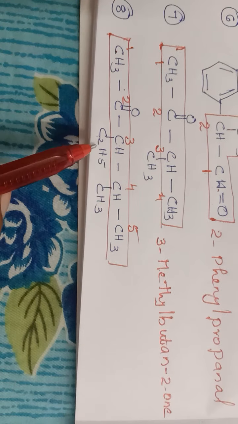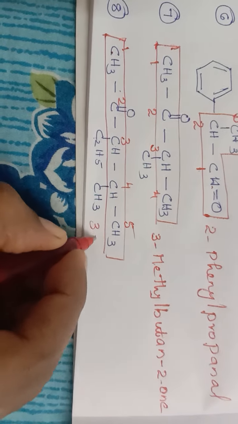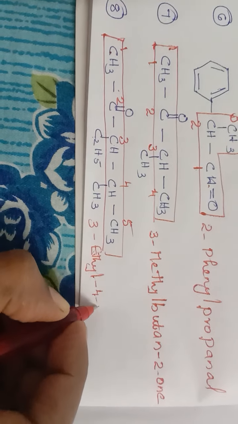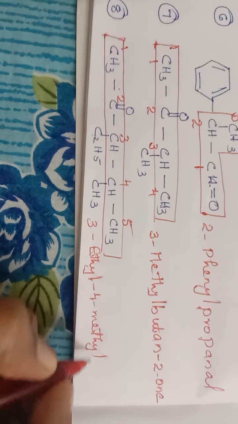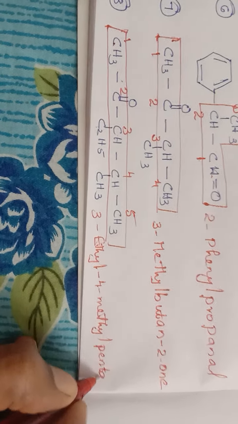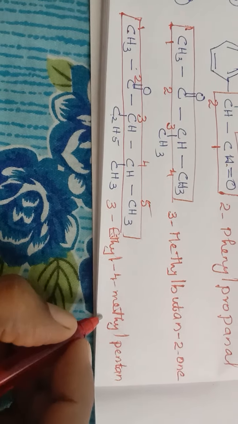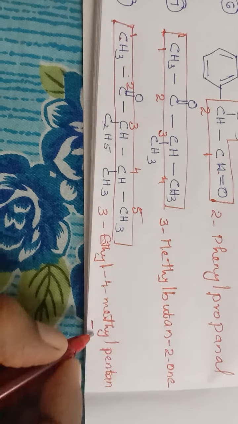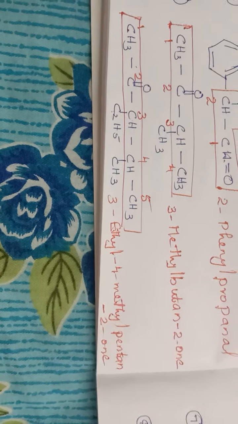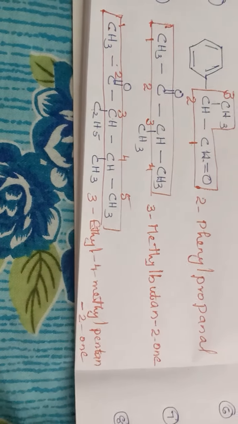It contains ethyl group on carbon number 3. So 3-ethyl, 4-methyl, 5 carbon atoms, hence pent. Single bond only, hence pentan. The last E should be replaced by on. 2-on, position number of the ketone. Pentan-2-one is the compound.